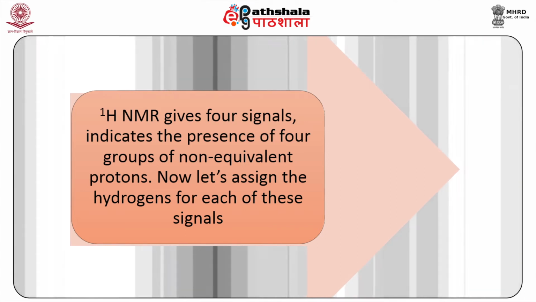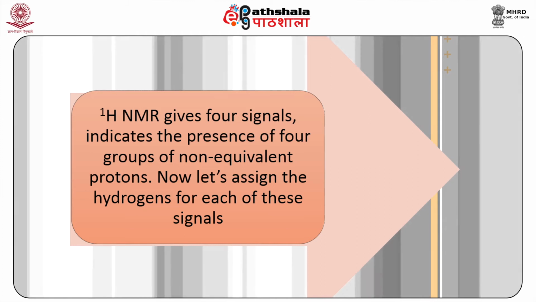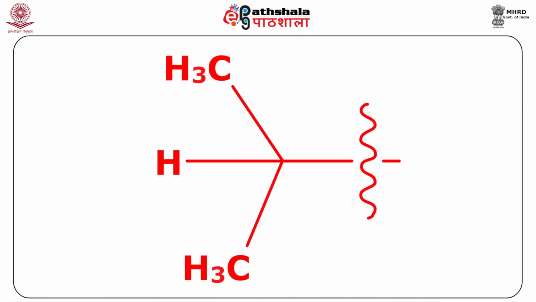Now let us assign each of the hydrogens in each of the signals. First of all, a doublet at 0.95 ppm of 6 protons indicates the presence of a (CH3)2CH group, that is, a dimethyl group. Remember that the multiplicity depends on the number of protons present in the neighboring carbon atom.